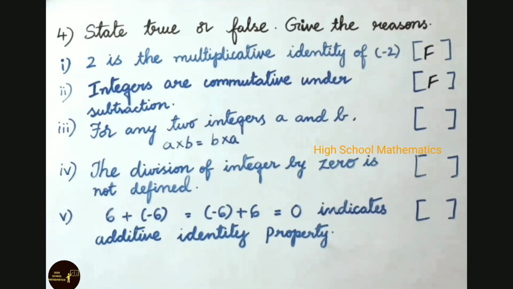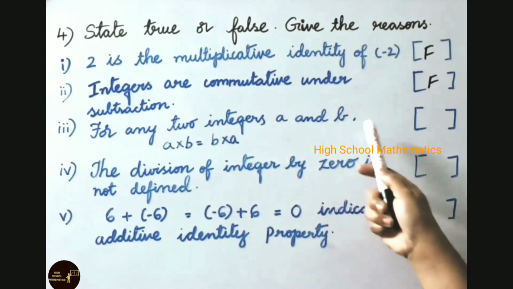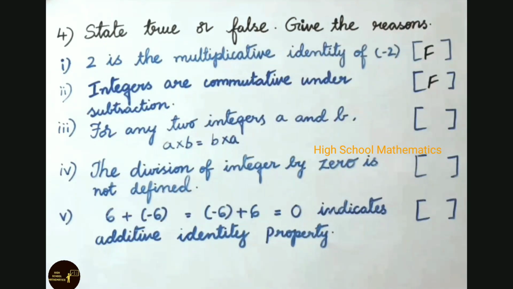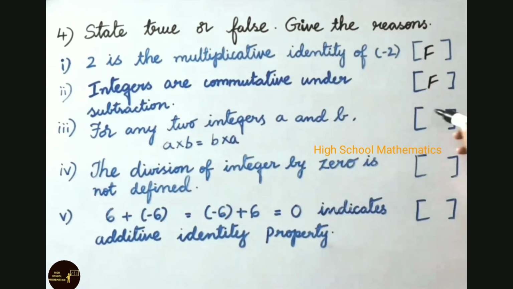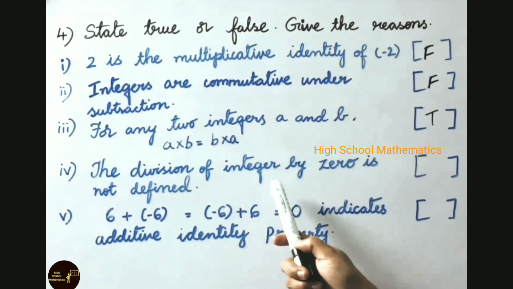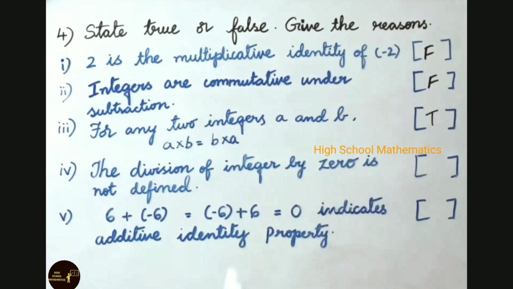See now the third one, for any two integers a and b, a into b is equal to b into a. This is the commutative property under multiplication. It is a true statement. See now the fourth one, the division of an integer by 0 is not defined.